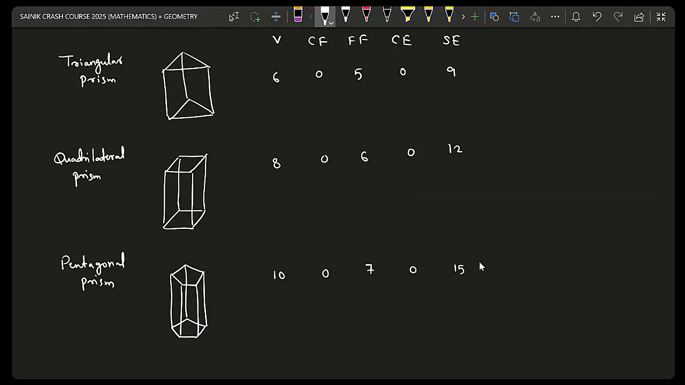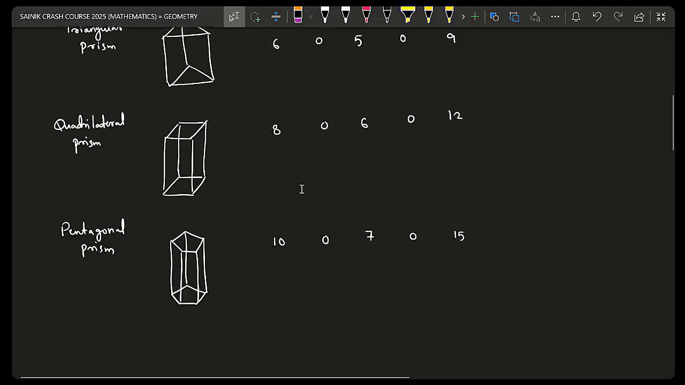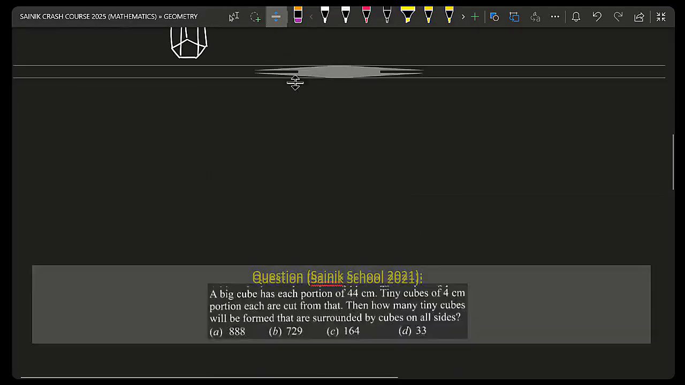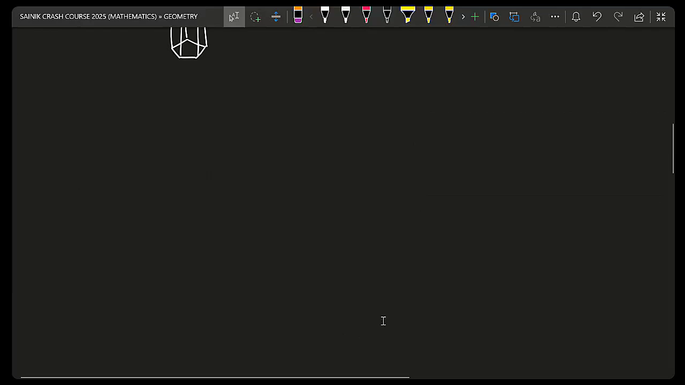Next, let us take pyramids. Pyramids are different from prisms. In a prism, the base and top are both polygons, and the lateral faces are parallelograms. But for a pyramid, let's take the triangular pyramid first.